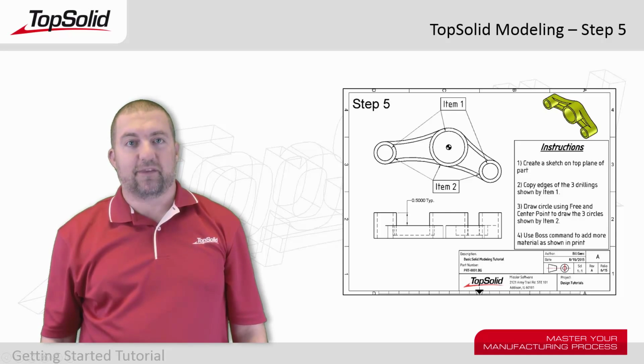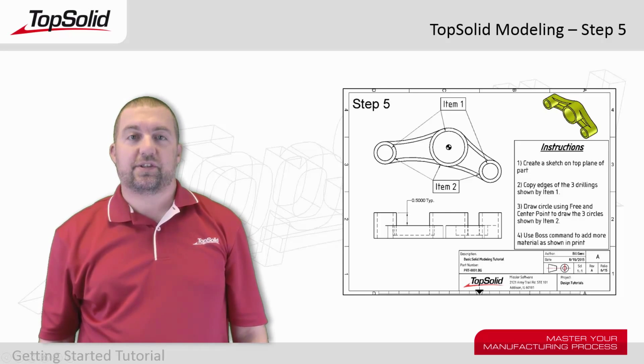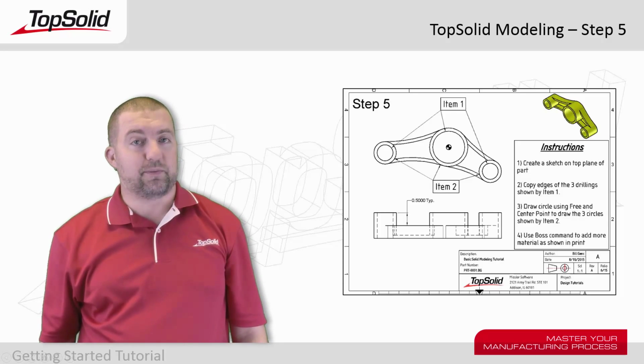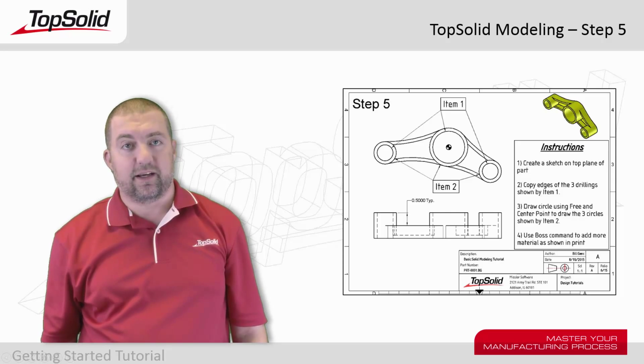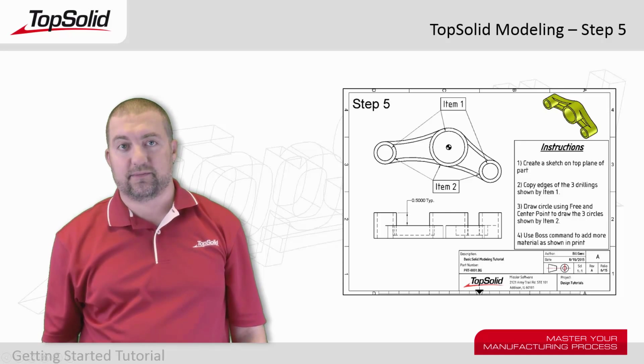In step 5 of the TopSolid modeling tutorial, we're going to introduce you to the creation of a boss. We're going to start by creating a sketch, learning how to use the project command to copy some edges that already exist in the model, and then how to use the free circle command by 2 points. Finally, we'll show you where the boss command is, how to access it, and how to use it to apply more material to your design. Let's see how it all works.